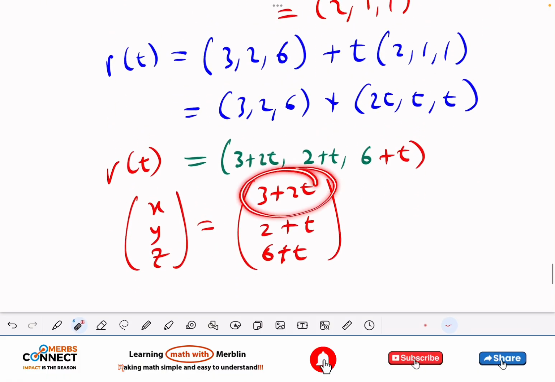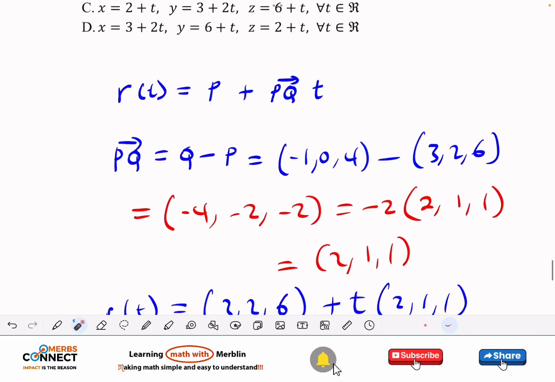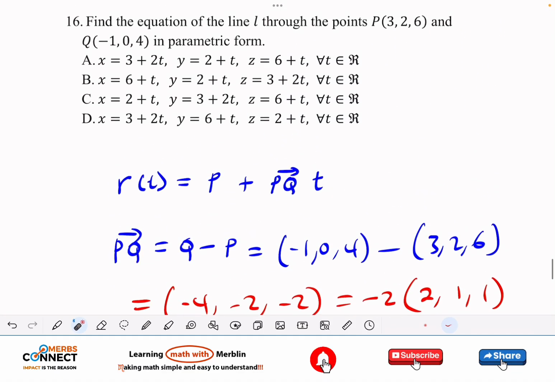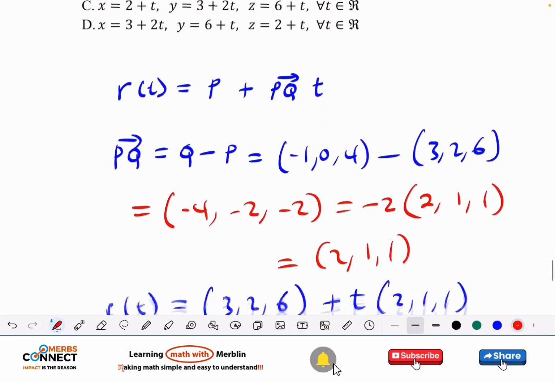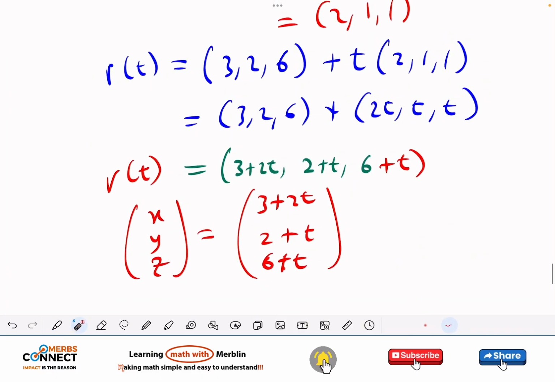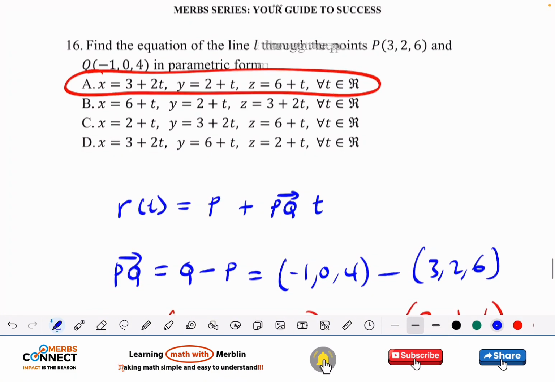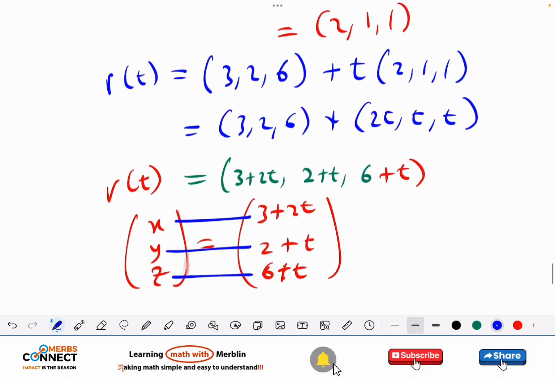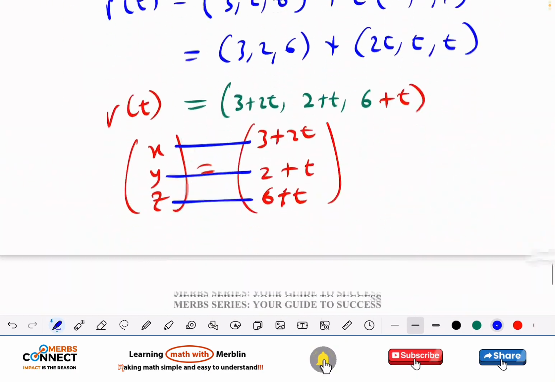So let's go for this, this, and that. So 3 plus 2t, then 2 plus t, and 6 plus t. So x is equal to this, y is equal to this, and z is equal to this. So 3 plus 2t, and then 2 plus t, and then 6 plus t. That's what you are going to get.